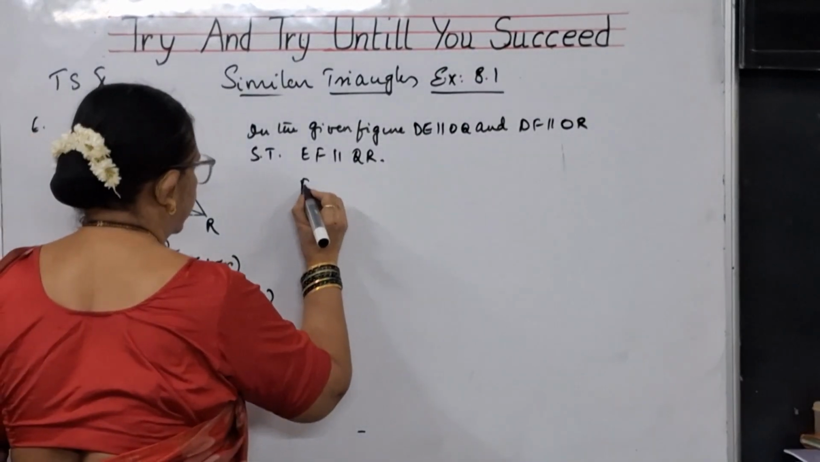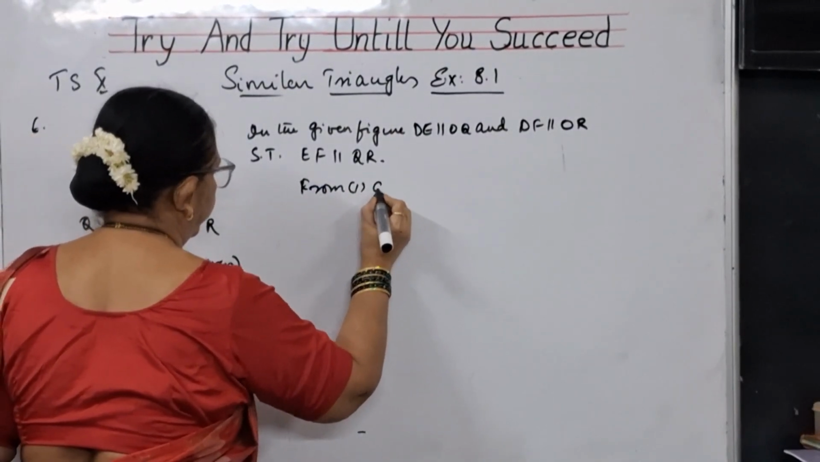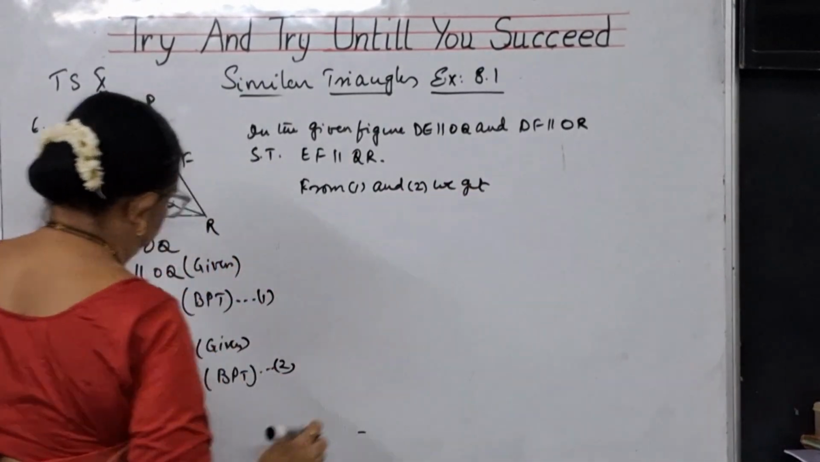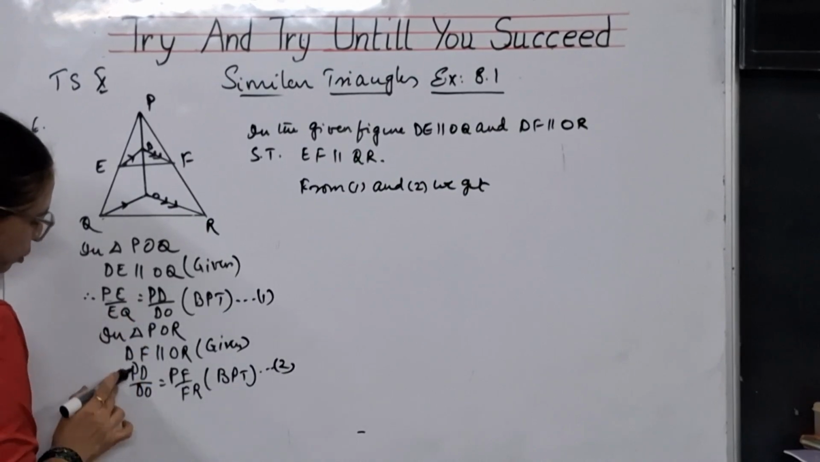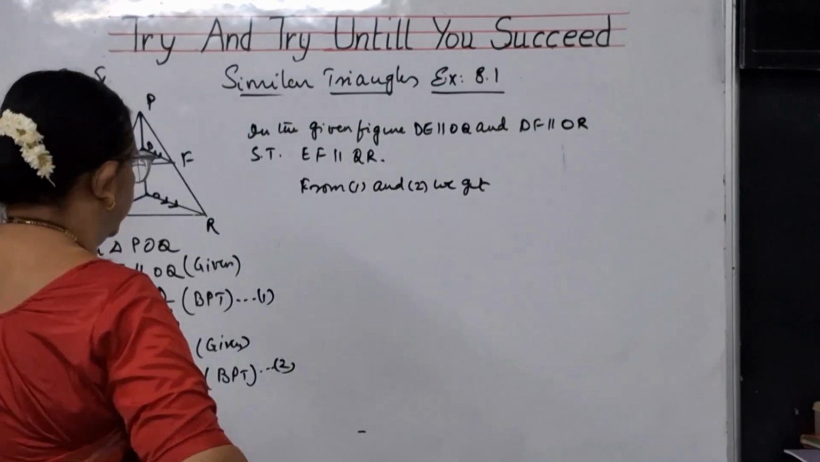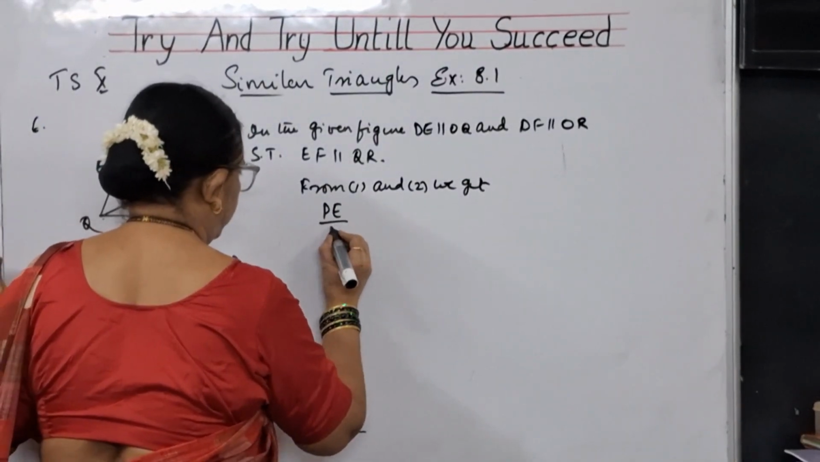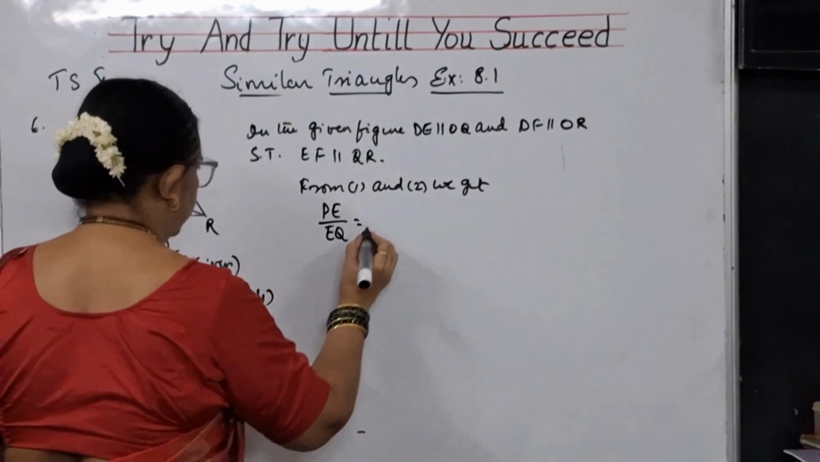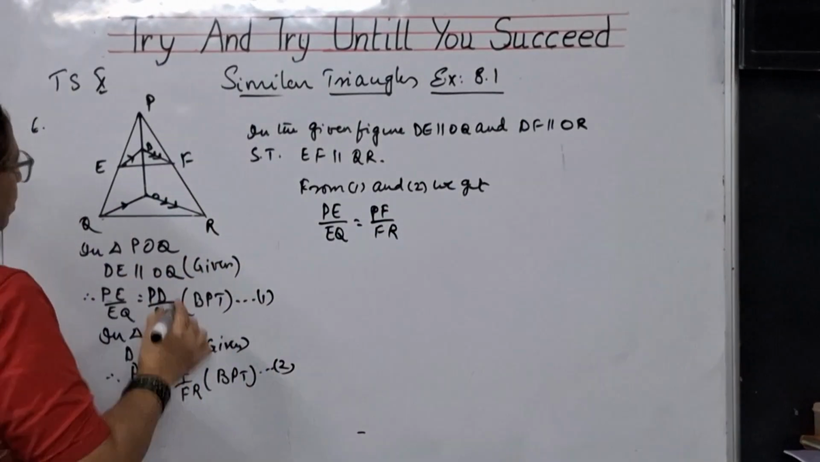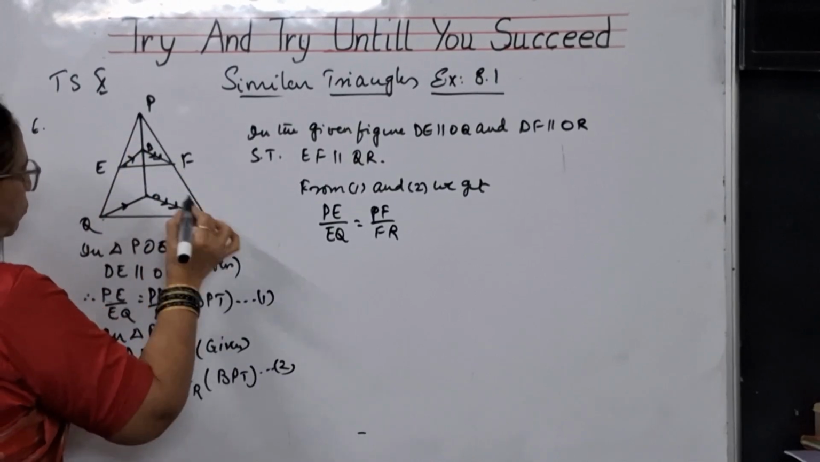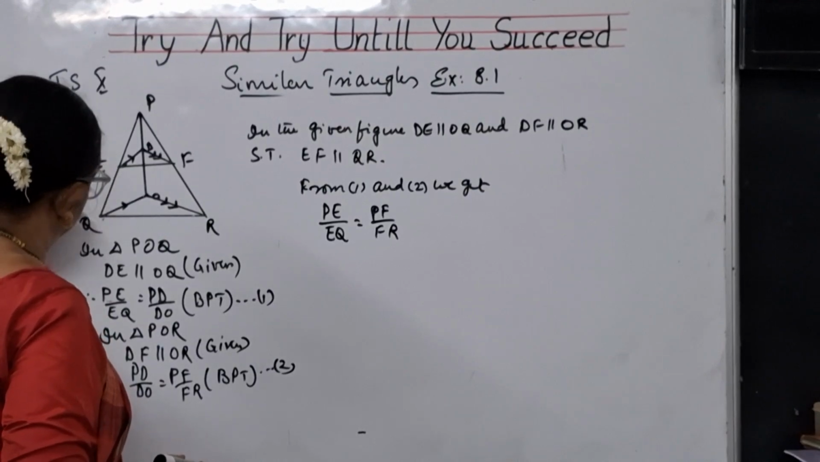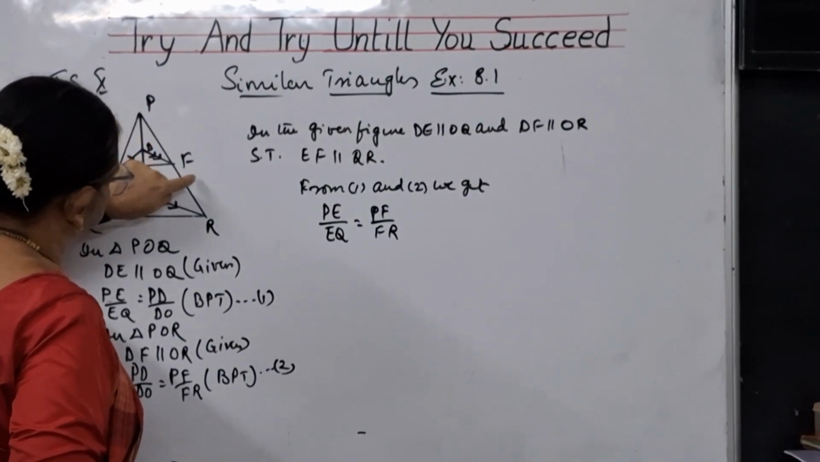Now, from 1 and 2, we get, see children, here PD by DO, PD by DO. These two are equal. Then these two will be equal. PE by EQ is equal to PF by FR. So PE by EQ is equal to PF by FR.